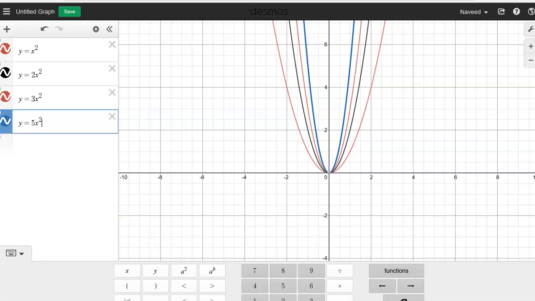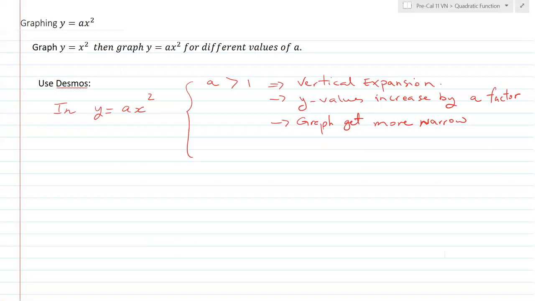Great. So that's the first thing we know, so let's write that in the notes. If a is greater than 1, a vertical expansion happens, and that vertical expansion increases the y value by the factor a, as long as a is greater than 1. It could even be 1.5. That doesn't matter. Another way of remembering it is that the graph becomes narrow, or skinnier.